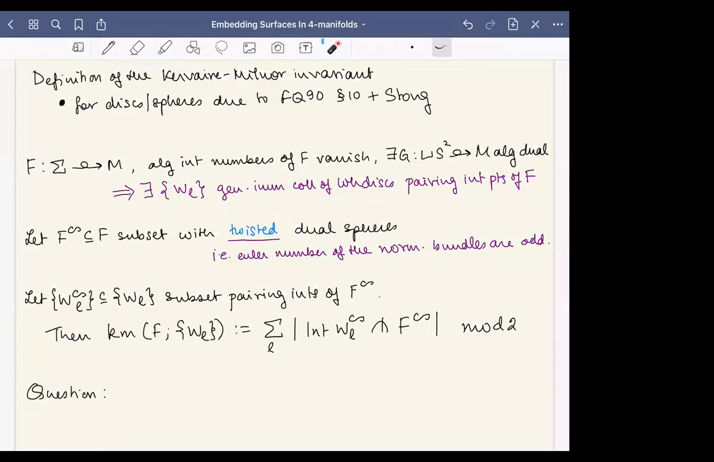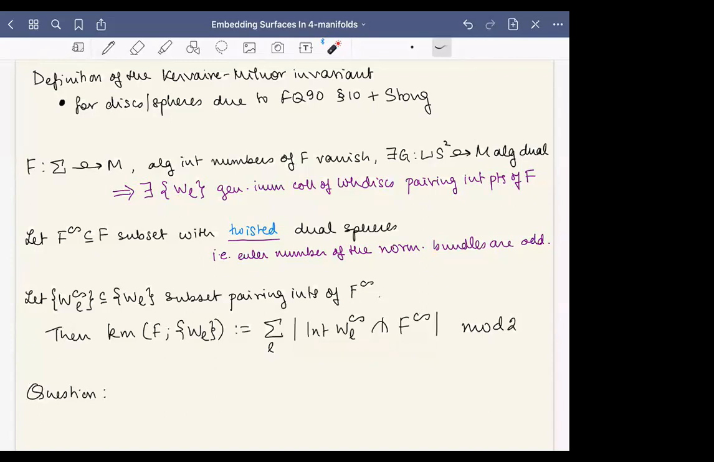And then the Kervaire-Milnor invariant with respect to that collection of Whitney disks is precisely the count of the intersections of the interiors of those Whitney disks with those twisted guys. So remember, one way to think about it is that if my Whitney disks were away from F, that would be very nice. So this is counting how far away it is from being disjoint from F.